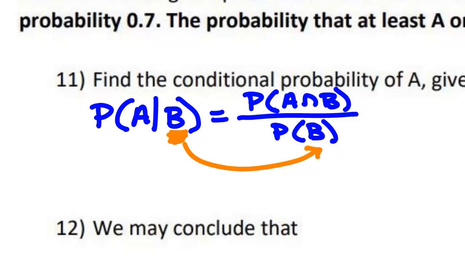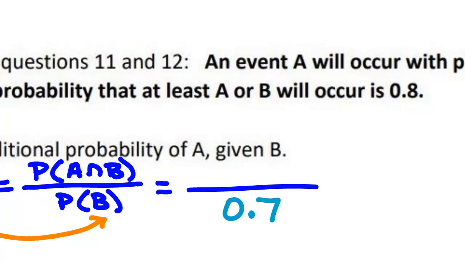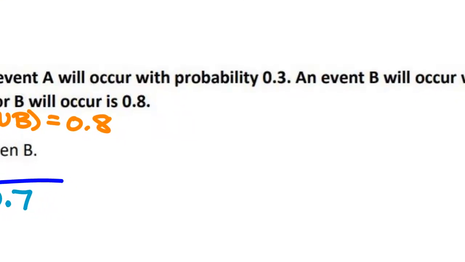All right, an event A will occur with probability of 0.3, and event B will occur with probability of 0.7. There's my denominator, 0.7. The probability that at least A or B will occur is 0.8. Here they did not give me the and, they gave me the union, because that is my or. Do I have what I need for the numerator? No. You are given the general addition rule on the formula sheet, and that's what you're going to have to use to find what that numerator is.